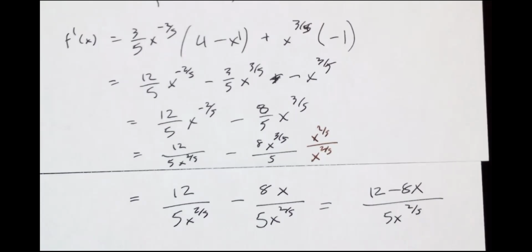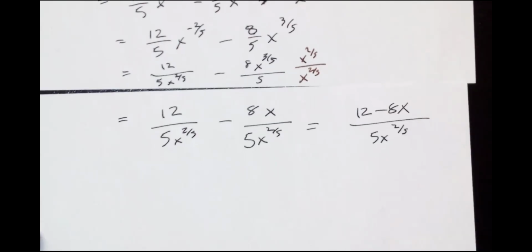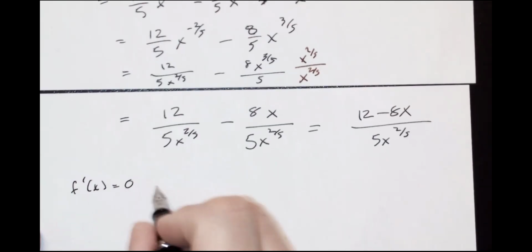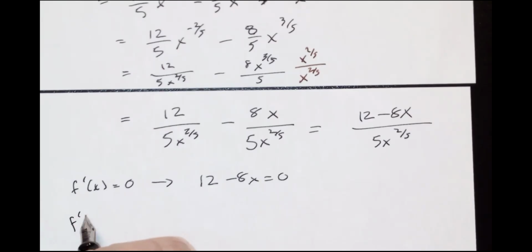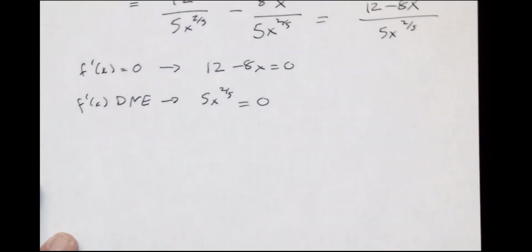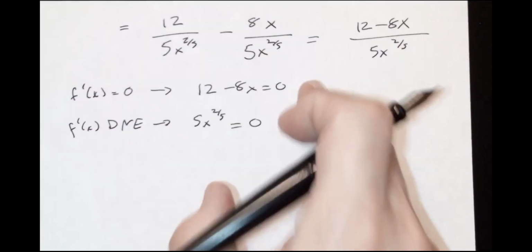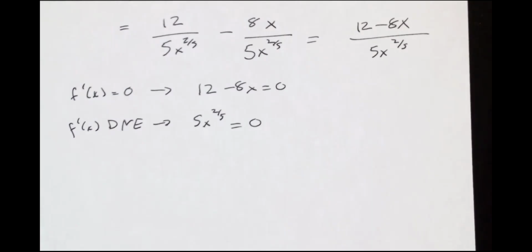I need to know two things to find my critical numbers. I need to know where my derivative is 0. I need to know where my derivative fails to exist. A fraction is 0 when the top is 0. A fraction doesn't exist when the bottom is 0. So I can now say that I know f prime of x is 0 if the top is 0. And I can say that f prime of x will fail to exist when the bottom is 0. What x value makes this first statement true?